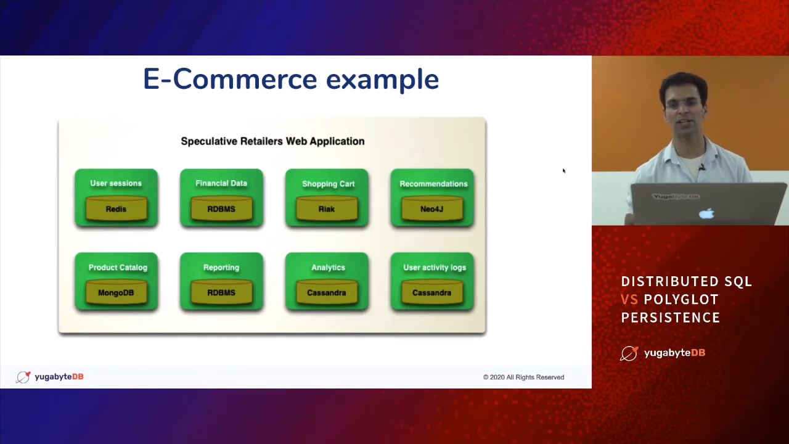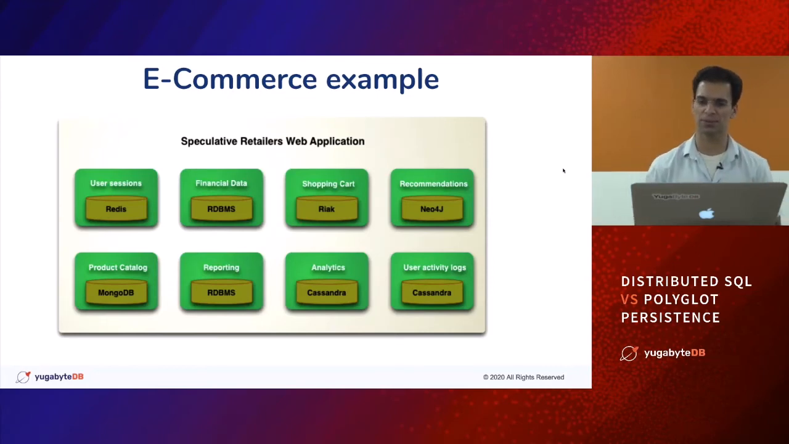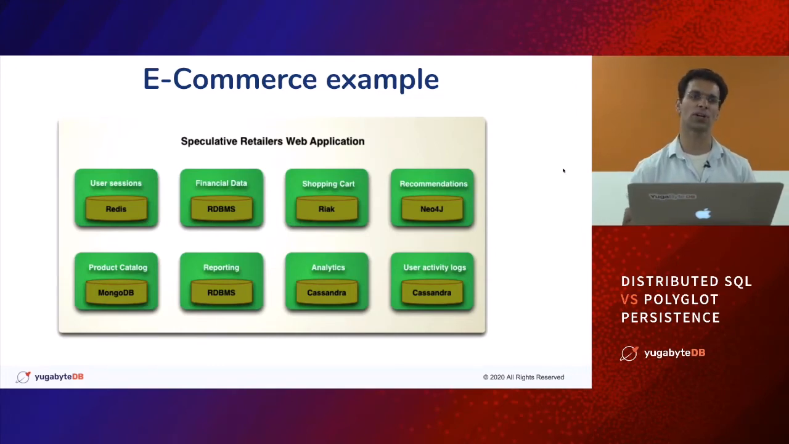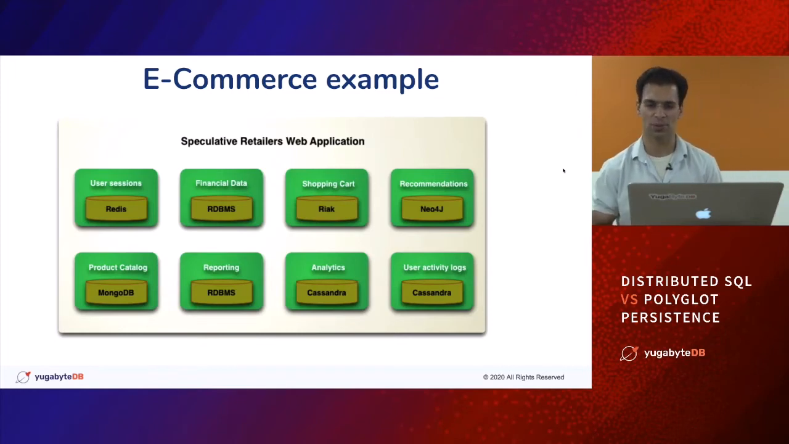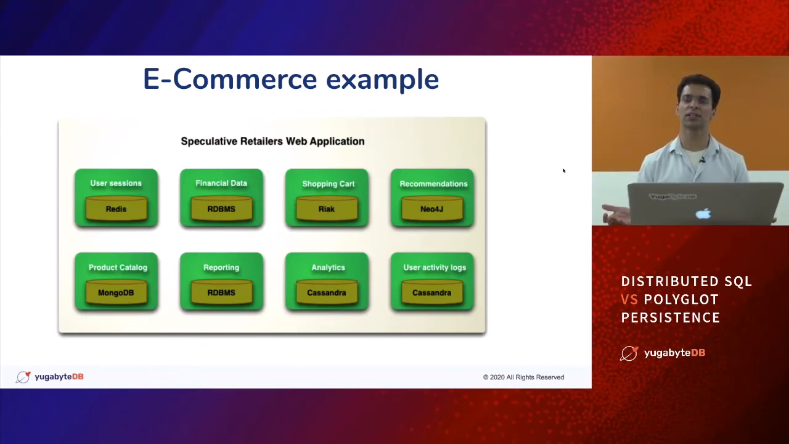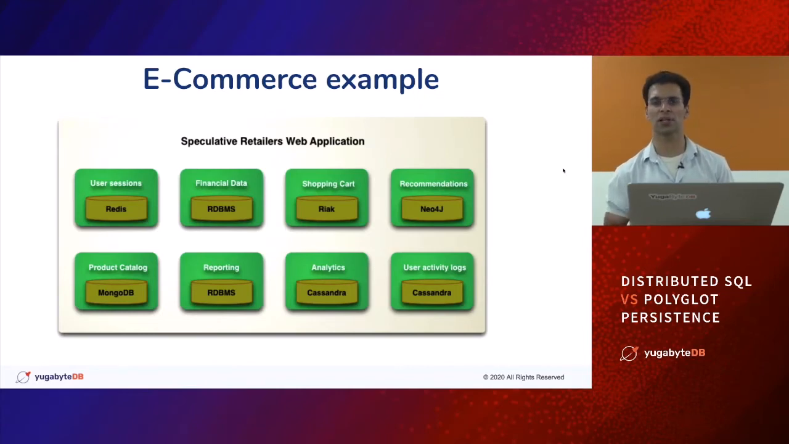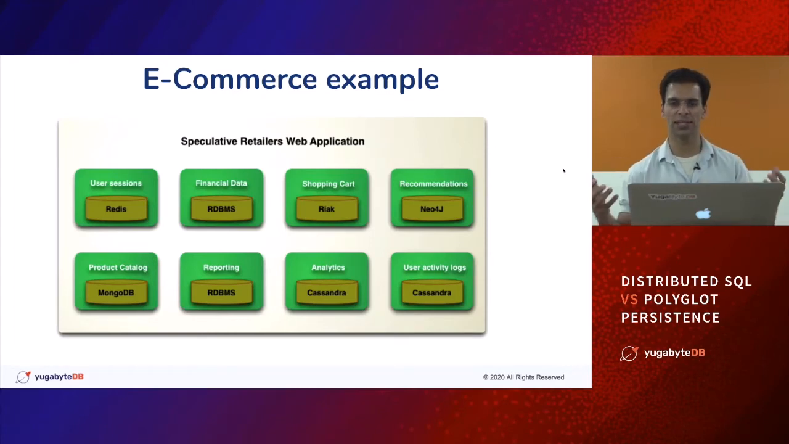You have recommendations for products that are similar, or like 83% of the people who viewed this product bought some other product. There's a number of these types of recommendations. There's analytics on top, like, hey, what are my most popular products? Who's buying what? How much should I stock in my inventory and so on? And finally, there's user activity logs, like, hey, my website may not be functioning well because a lot of people who come to this page actually try to check out but fail. You need user activity logs in order to figure this out, right?